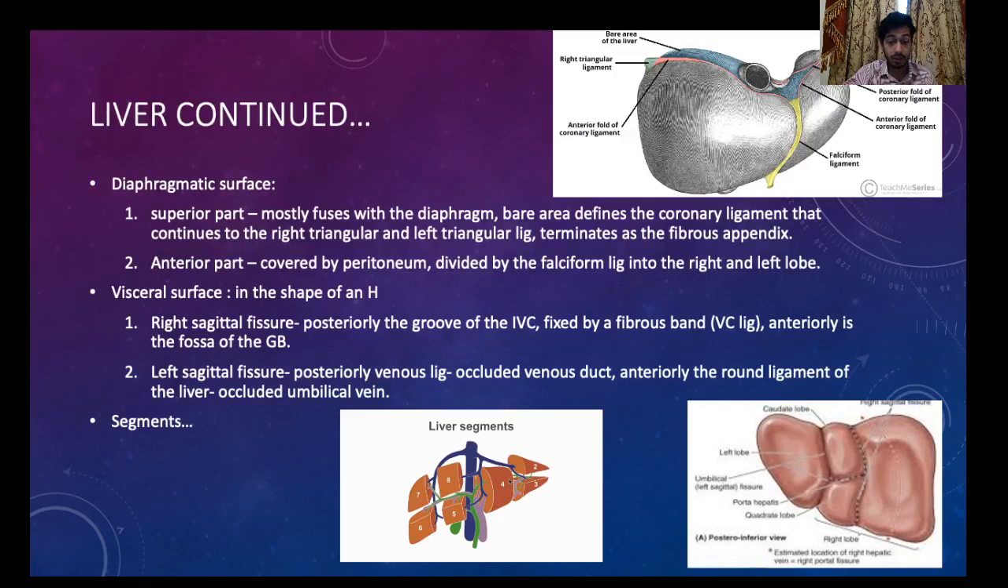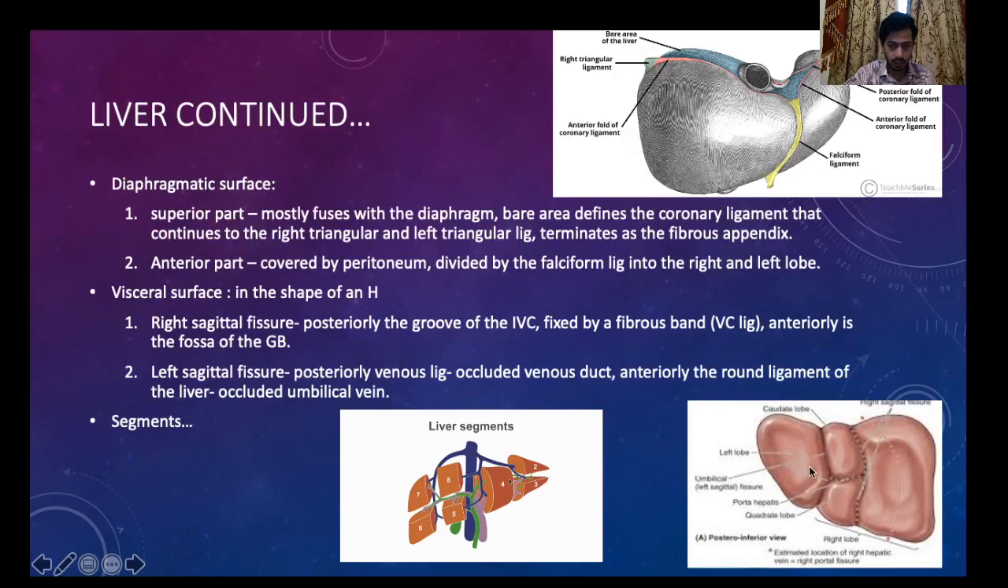In the right sagittal fissure, you have the posterior groove of the inferior vena cava. And the inferior vena cava is actually fixed into that groove by a fibrous band known as the vena cava ligament. And anteriorly, you will find the fossa of the gallbladder. And obviously, you have the right, then you have the left.